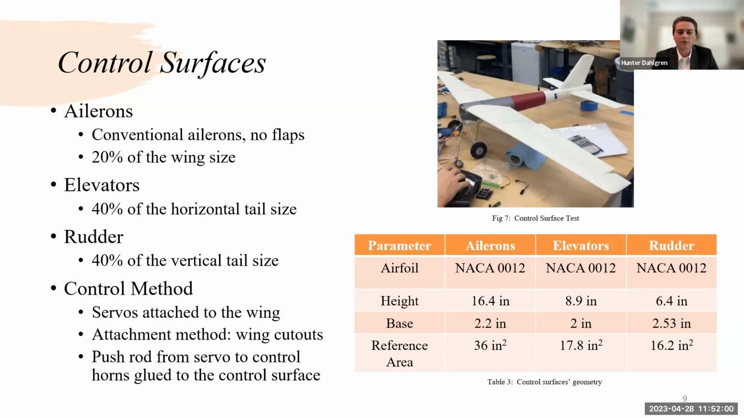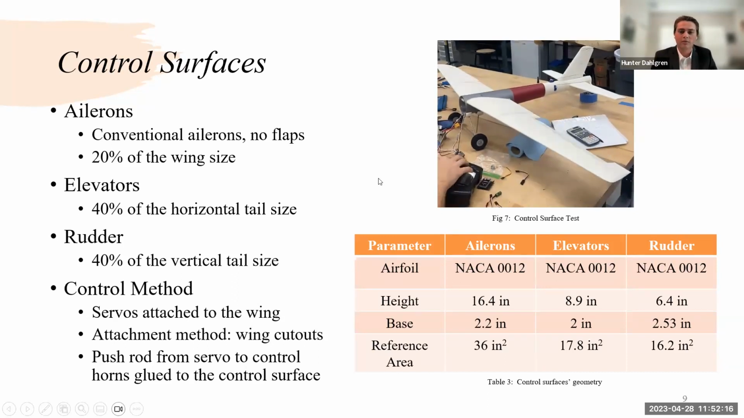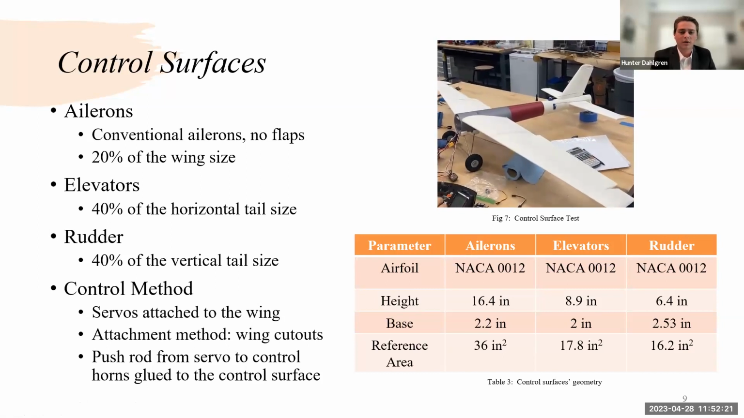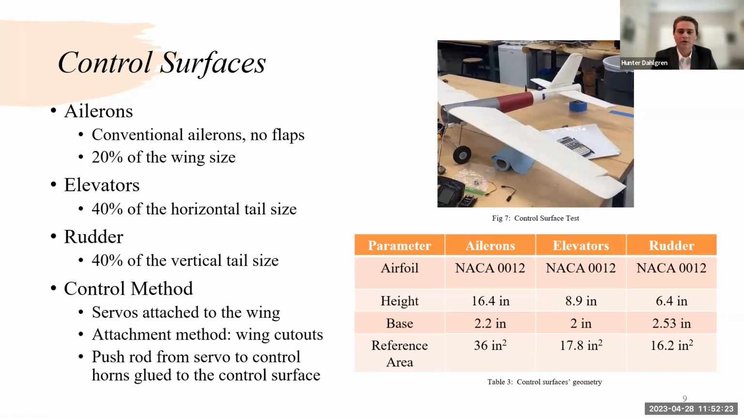We found in a journal article that the aileron should be about 20% of the wing. And then we found in the textbook that elevators should be 40% of the horizontal tail and rudders also 40% of the vertical tail. To control it, we use servos mounted in the wing for the wing ailerons. And then for the tail, we used servos mounted in the fuselage.